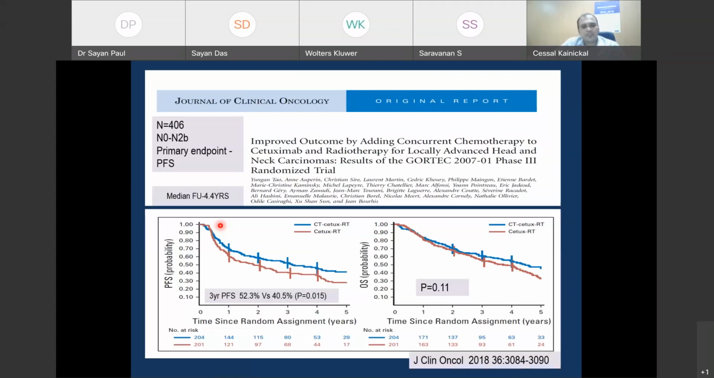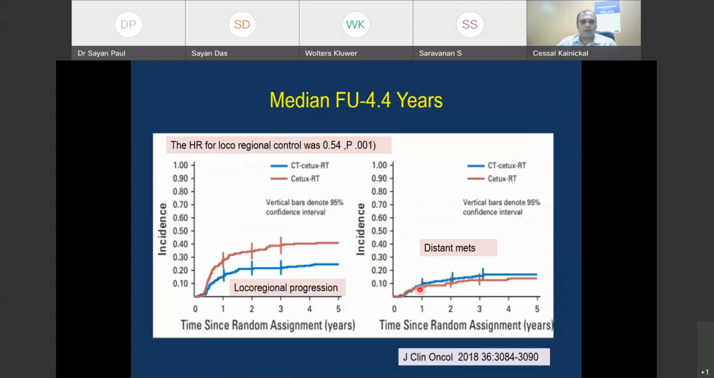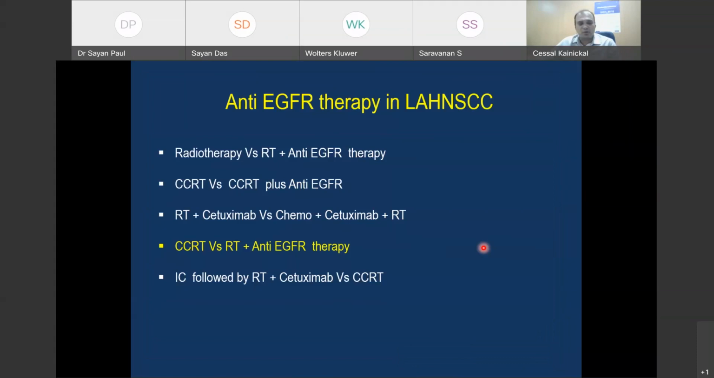The primary endpoint of this trial was progression-free survival. The patients were randomized to either cetuximab plus radiation or cetuximab plus radiation plus chemotherapy. And 3-year progression-free survival was better in patients who received chemotherapy in addition to the monoclonal antibody plus radiotherapy, although there was no difference in survival between the 2 arms. If you look at locoregional progression, it was less in patients who received chemotherapy, with no difference in distant metastasis. That is the conclusion of the GORTEC 2007-01 clinical trial.